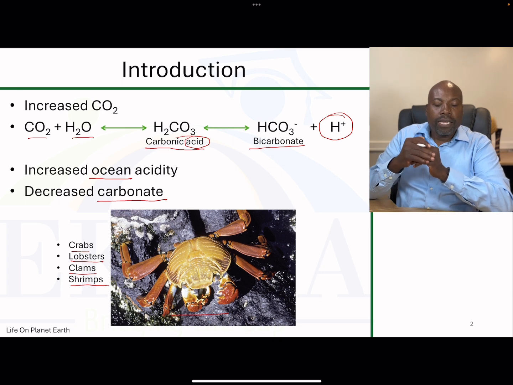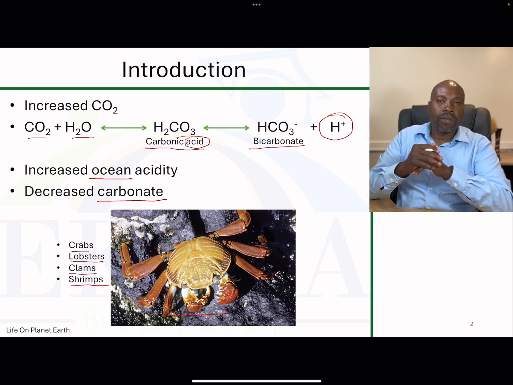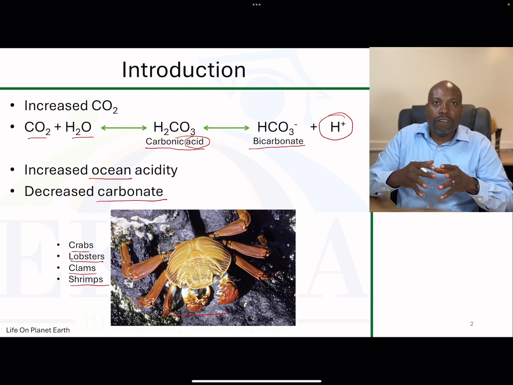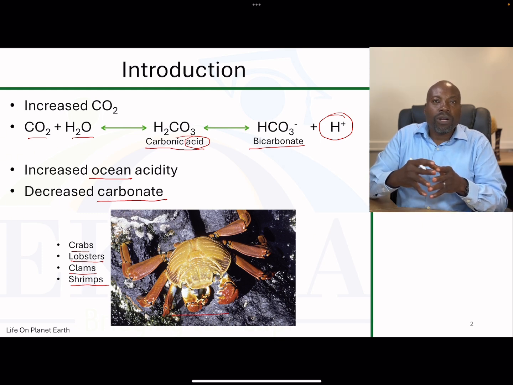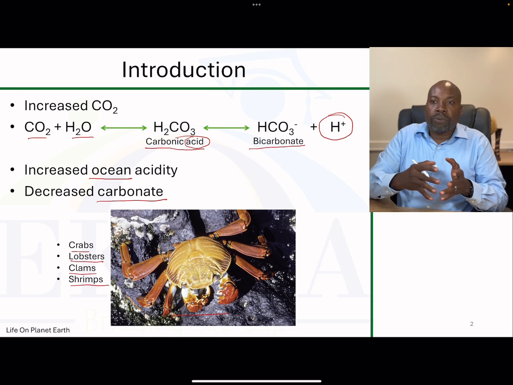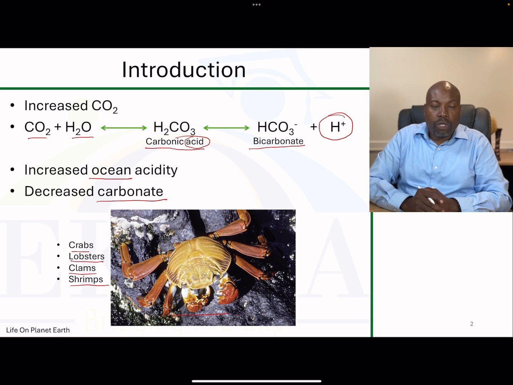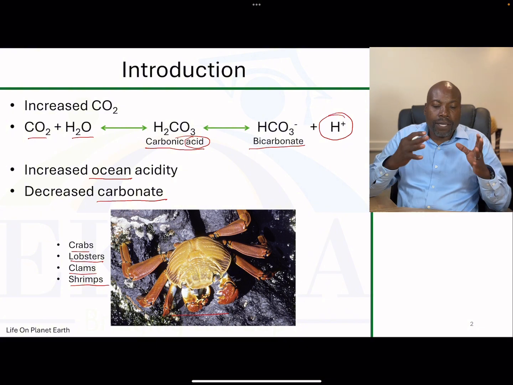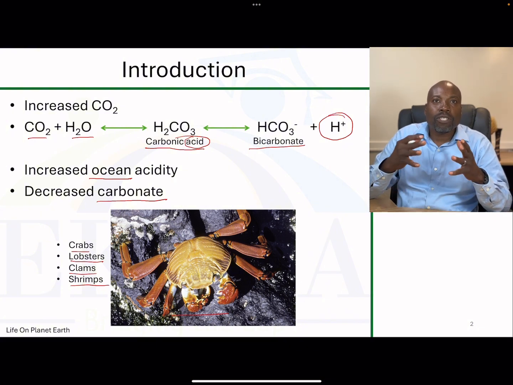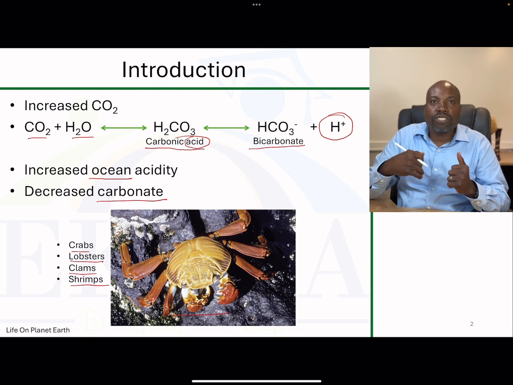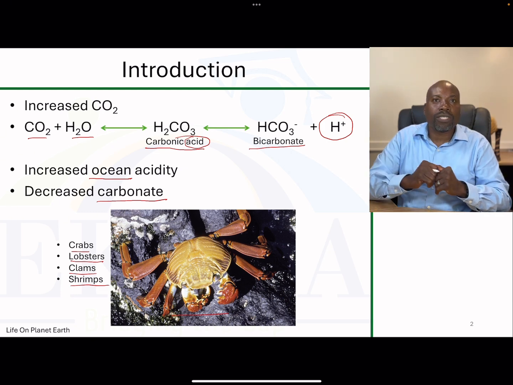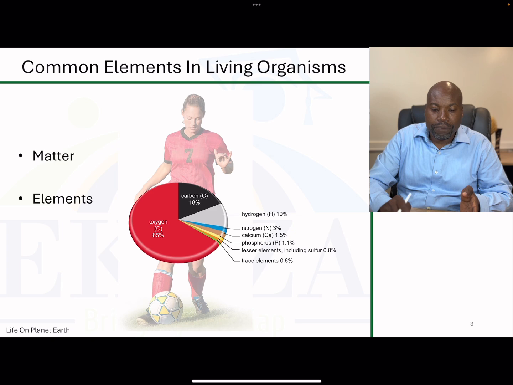Now, when there is a decrease in carbonate, what happens is that the shell of these organisms becomes soft. And as they become soft, these organisms become very vulnerable to predators and to elements in the environment. So that's pretty much bad news, right? We know this because we've studied the chemistry of life. So in this chapter, we are going to just dive into the chemistry of life.